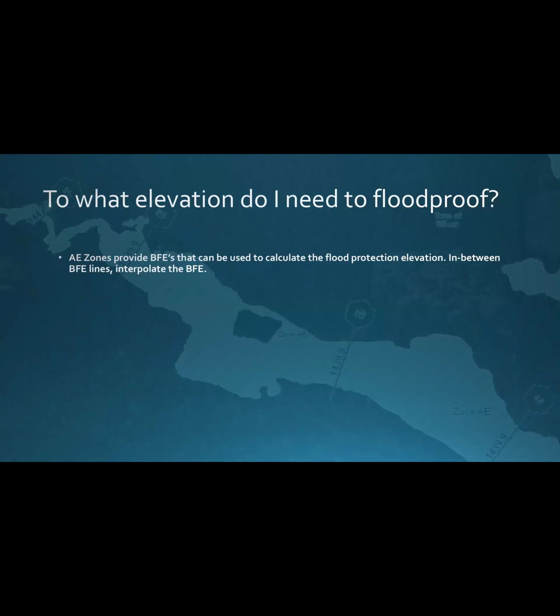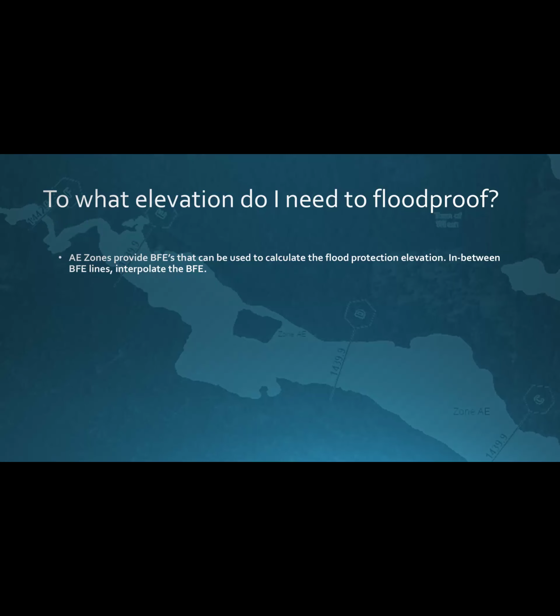So when we have this information, what do we do with it? To what elevation do we need to flood proof, or would we have to take a look at? So AE zones provide base flood elevations that can be used to calculate flood protection elevation. So if you're in between the lines, you can interpolate between those. So if we have on the upper left here, it says 1442, 1439. So we can interpolate or extrapolate in there, about what our elevation is going to be.